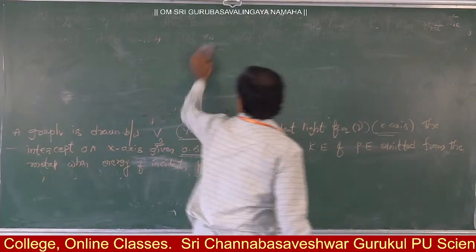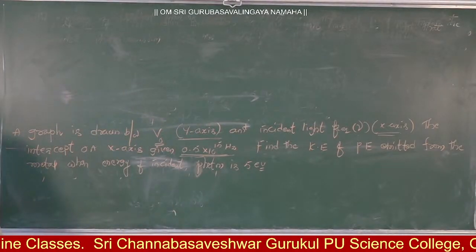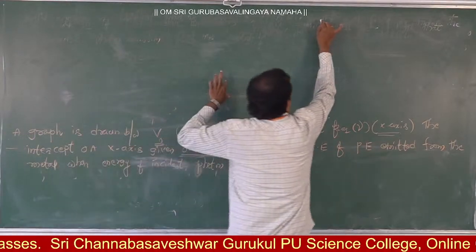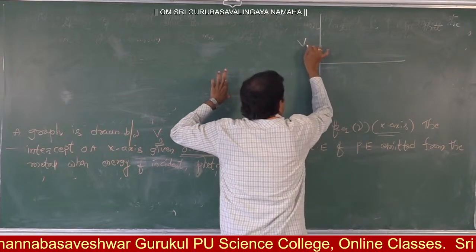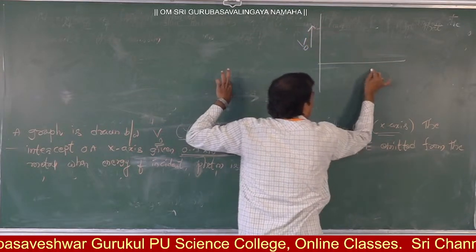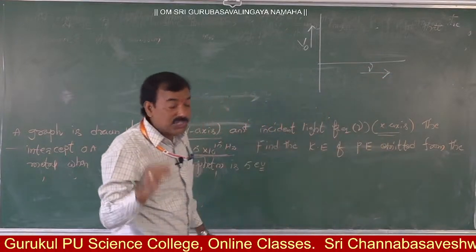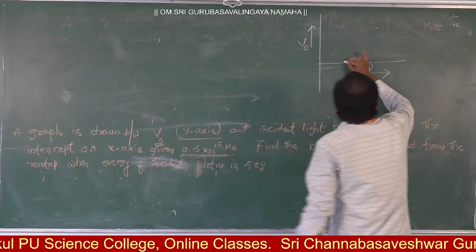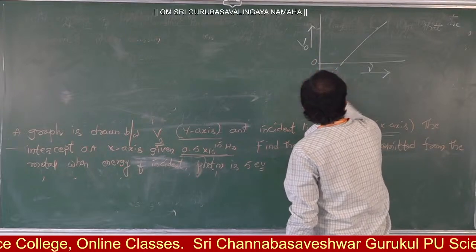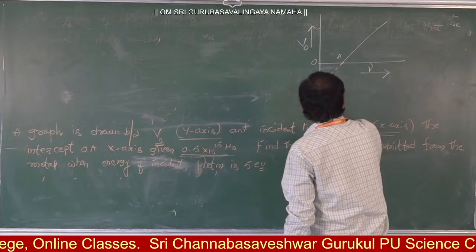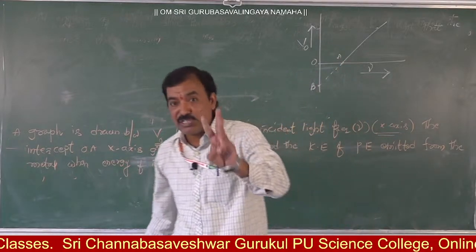I will add the solution above the question. First, you have to draw this graph. In this case, the stopping potential V0 is taken on the x-axis, and the incident light frequency on the y-axis. The graph is one straight line. Now extend this line. This point is O, this is A, this is B: OA, OB. In the last class, we also covered these three points in this graph.